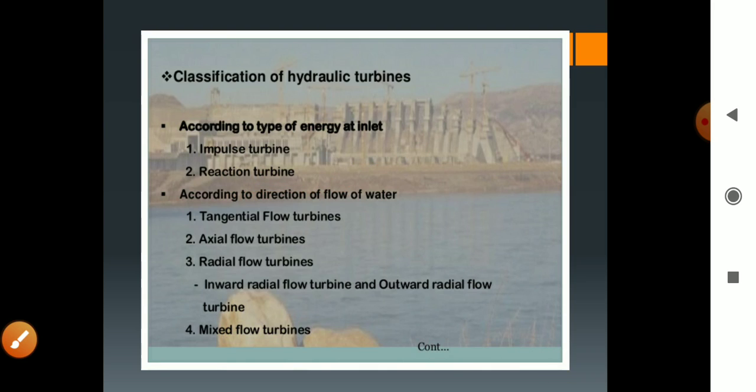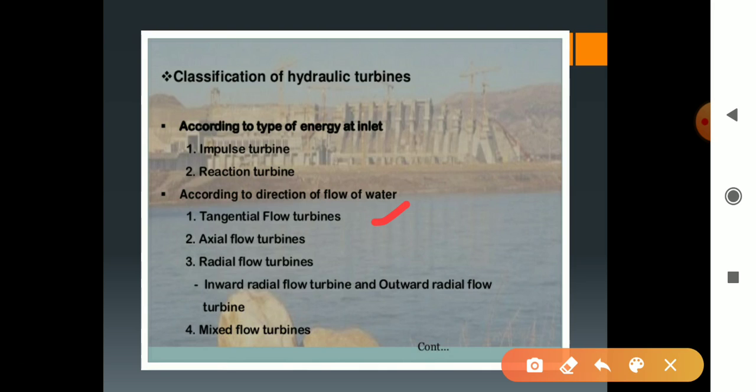Now the second basis is according to the direction of the flow. So there are different types of turbine here, that is the tangential flow turbine, axial flow turbine, radial flow turbine, inward flow and outward flow radial turbine, and mixed flow turbine.